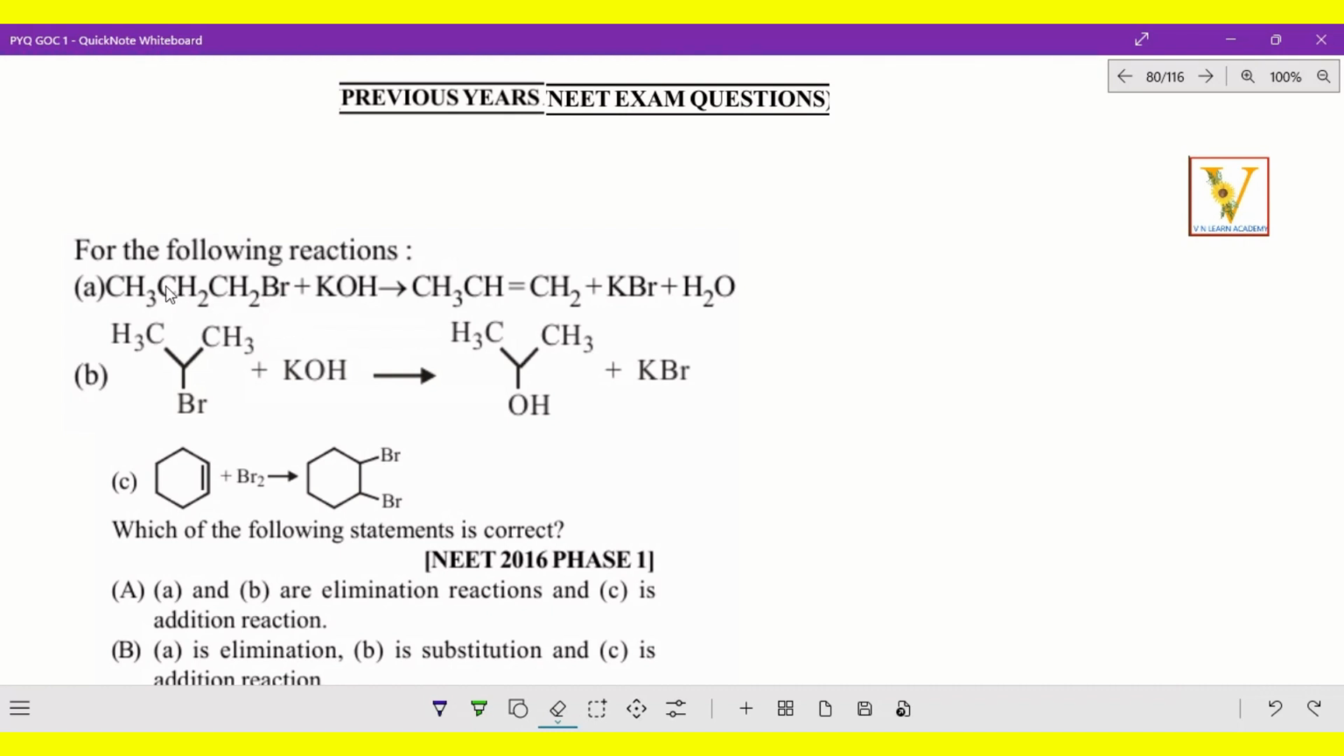Here CH3CH2CH2Br, so Br, it is actually a haloalkane. So a haloalkane combined with a strong base gives you an alkene. This kind of reaction is called an elimination reaction. Okay, so let us see that reaction clearly.